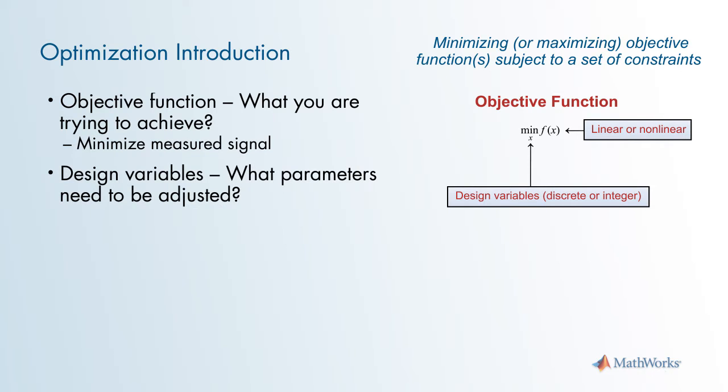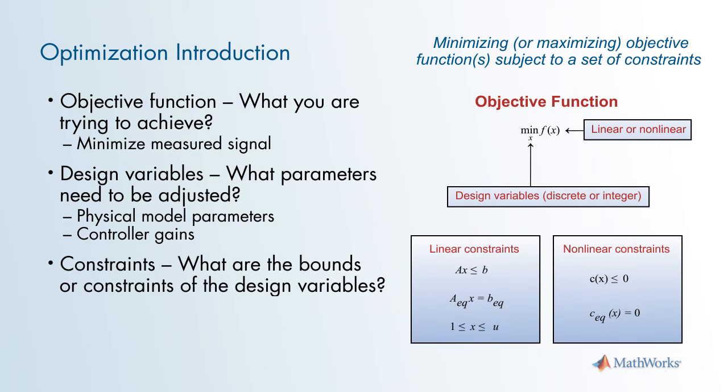Design variables are the parameters that need to be adjusted. The design variables can be discrete or integers. An example of design variables are physical model parameters or controller gains. And constraints are the bounds of the design variables. They can be linear or nonlinear. Examples of constraints are minimum or maximum values of actuator speed or torques.